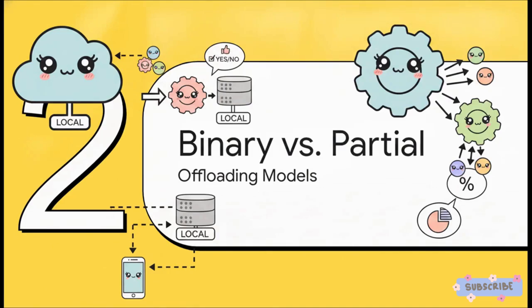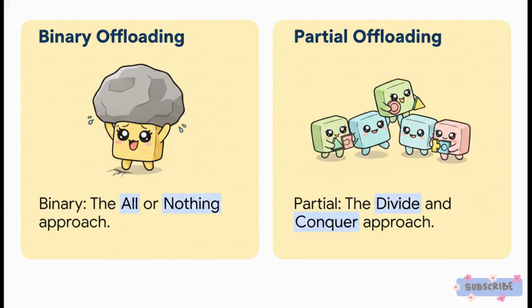Because to truly grasp this architecture, we have to understand how these tasks are actually handed off. Now, what's really interesting about this slide is how we can sharply contrast these two primary models side by side. Over on the left, you've got binary offloading. This is a very strict, all-or-nothing approach. And on the right, we have partial offloading, which is much more of a divide-and-conquer strategy, usually mapping things out using what developers call directed acyclic graphs, or DAGs.